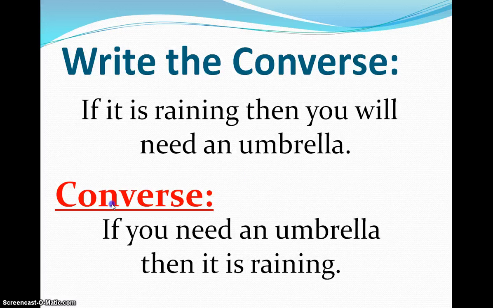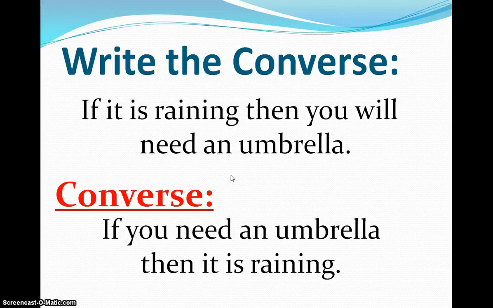Now the question is the converse of it: if you need an umbrella, then it is raining. Is that always true? Could you come up with an example of a time in which you would need an umbrella, but it's not raining? You could say, well, if it's raining, I don't always need an umbrella. But we are just going to assume for right now that this is true, but does that make this true? If it does, then that means that we could make a definition out of this.